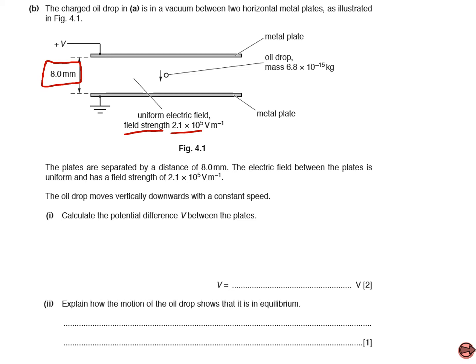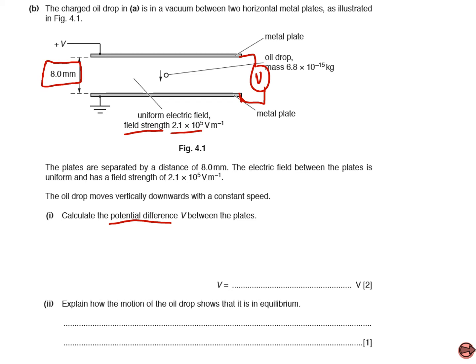Now, what do we need to find? The question is asking us to find the potential difference V between the plates. That means if we attach a voltmeter between these two plates, what will we read from the voltmeter? That is what we need to find out.